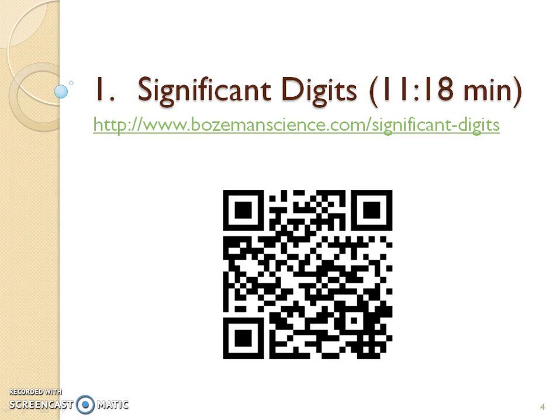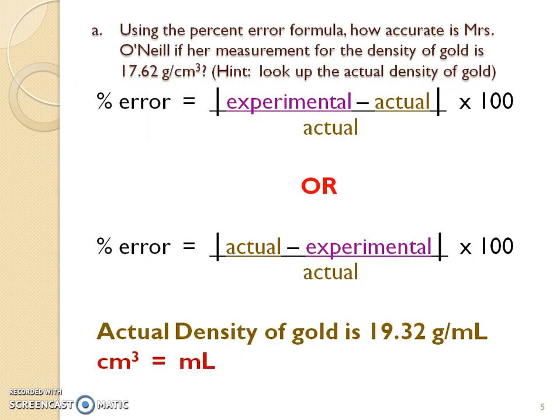You should have watched the video on significant digits. You should have also, for letter A, come up with the formula for percent error, and then looked up the actual density of gold, which is 19.32 grams per milliliter. Something else I want to bring to your attention is that 1 cubic centimeter equals 1 milliliter. Those are the same kind of unit, and they are used interchangeably throughout the chapter, throughout the course, throughout the textbook, throughout all of the AP exams.